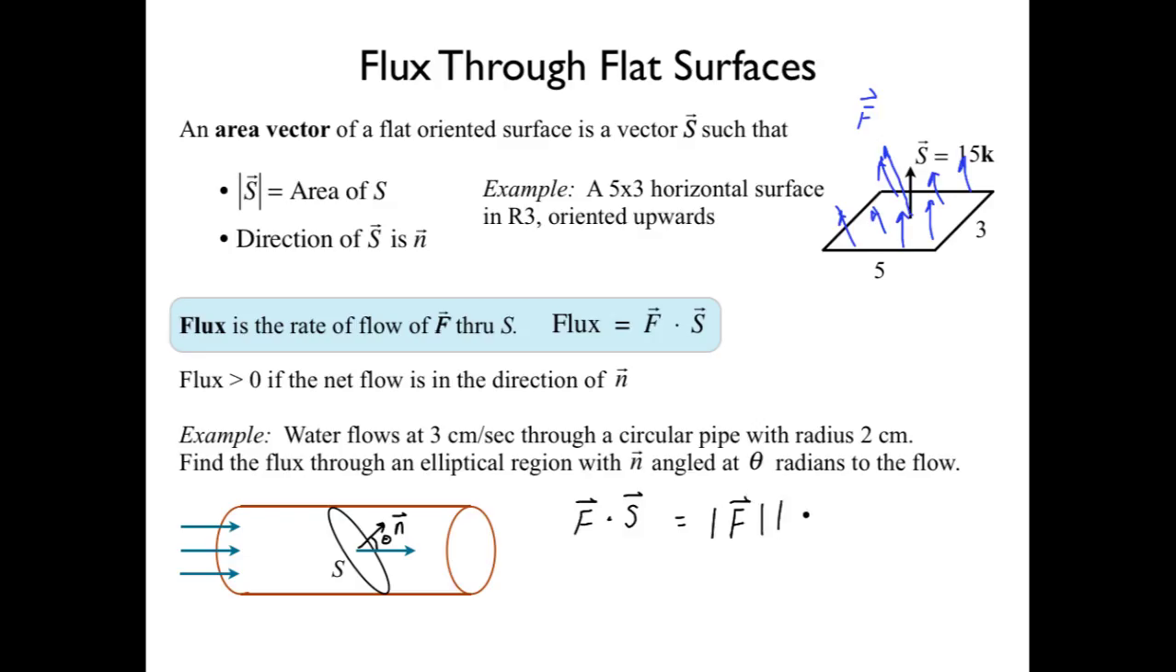Magnitudes, the product of the magnitudes, or the product of the magnitudes in as much as they're in the same direction, right? That's our whole idea for the dot product. This formula embodies that idea. So what's the magnitude of F? Just 3, right? Just 3.